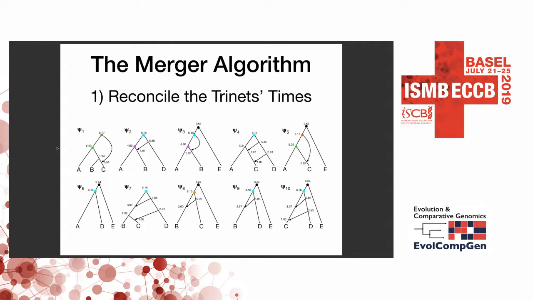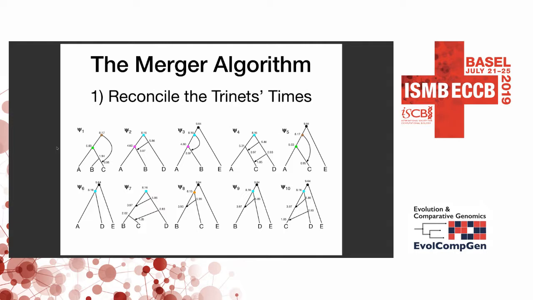We don't want that one trinet is telling us one time for this node and another one is telling us another one. So the first thing we do is we reconcile the trinets' times. So we find, algorithmically, all these nodes that are equivalent. We take the average of their times, and we assign that average to all, such that all the green nodes will have exactly the same time. So that's the first thing we do.